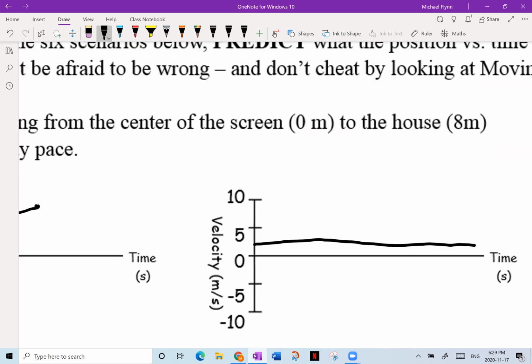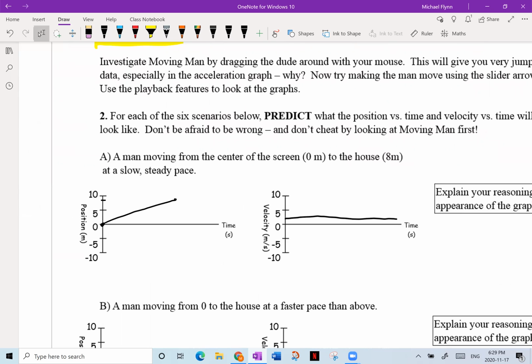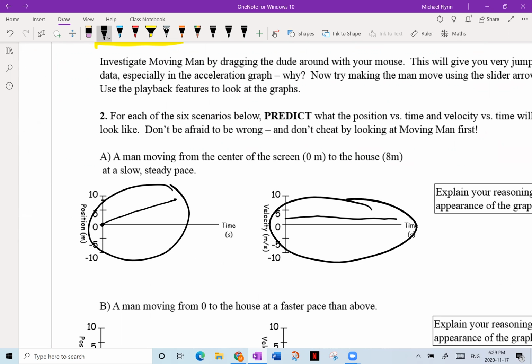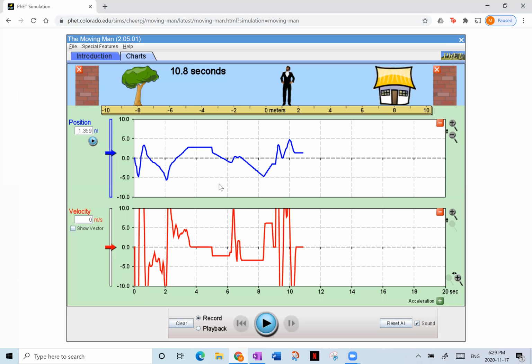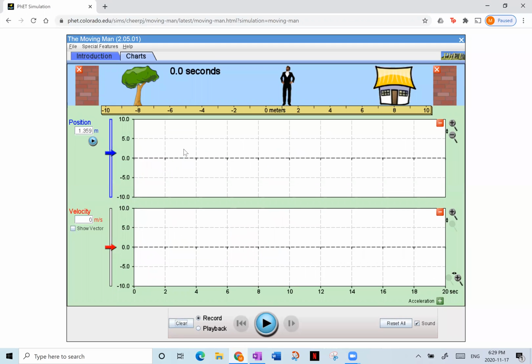Now, I'm only sketching it. You can do a better job, maybe with a ruler or something, and draw 2 straight lines there. One of them, of course, is diagonal because he's changing position. The other one is just a horizontal line. And what you can do now is check with the moving man himself and see if you were right about this. So let's clear all this.